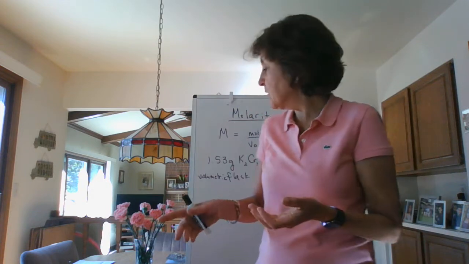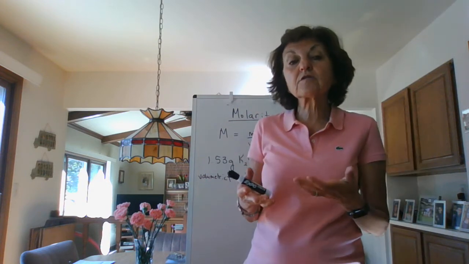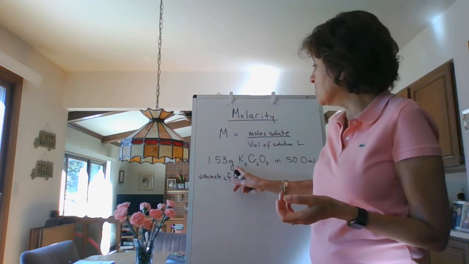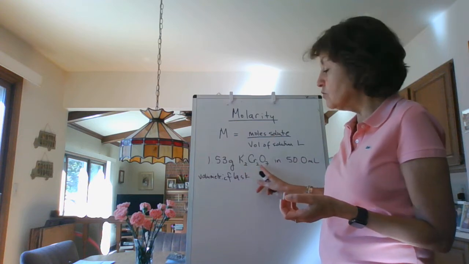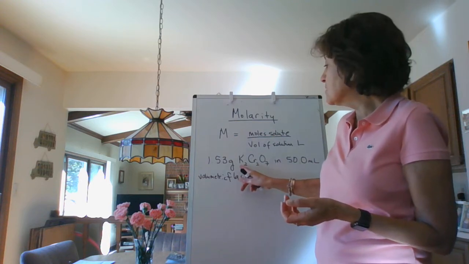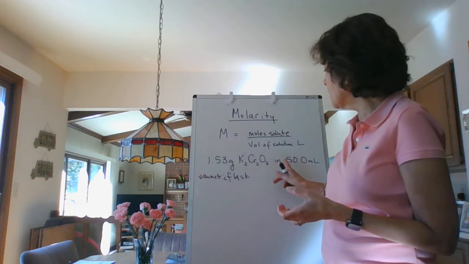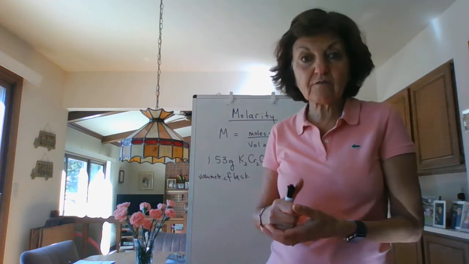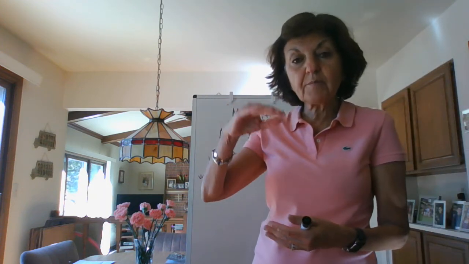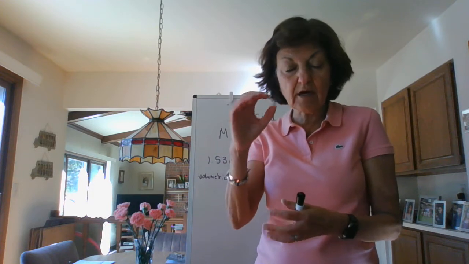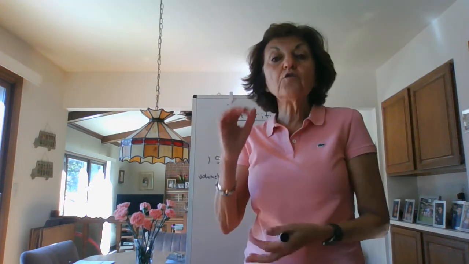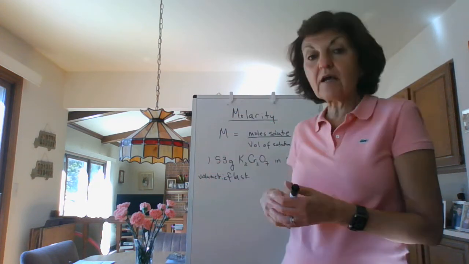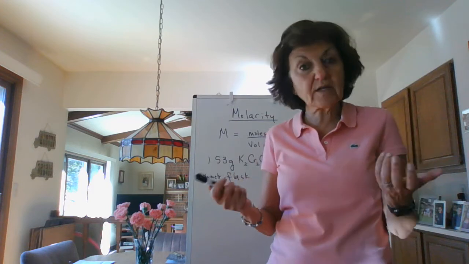Okay, so here's a problem. Let's say you're trying to prepare a solution of potassium dichromate, and you weighed out 1.53 grams of potassium dichromate. Again, make sure you know formulas. You put it in a volumetric flask, a 50 ml volumetric flask, and then you added the water up until the 50 ml line. So you shook it all up. You know that you have 50 mL of solution total, and you've got this many grams of potassium dichromate.